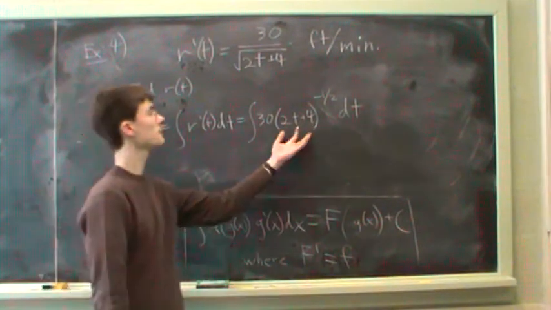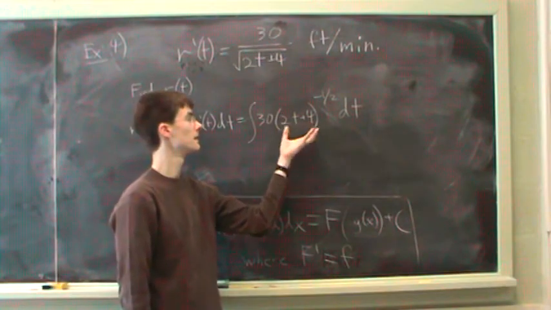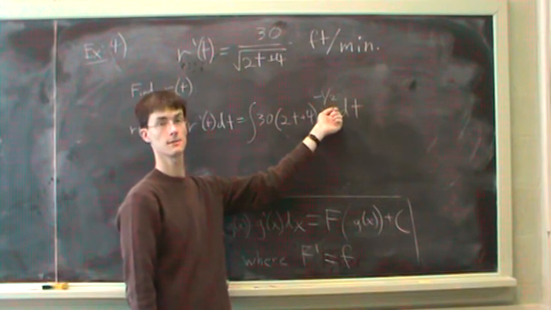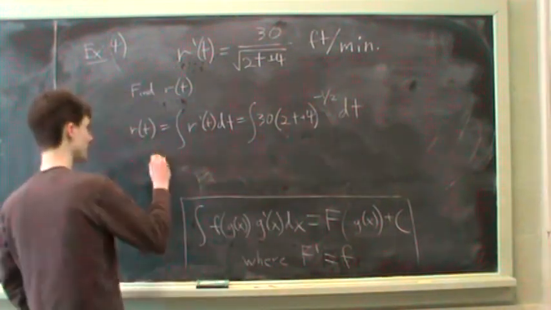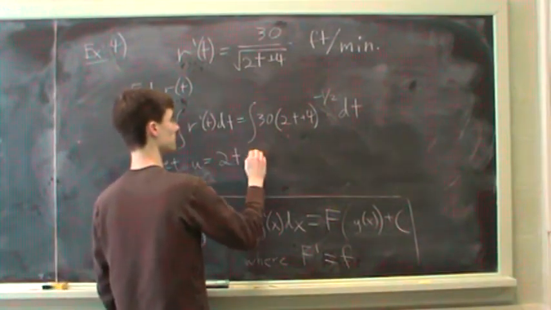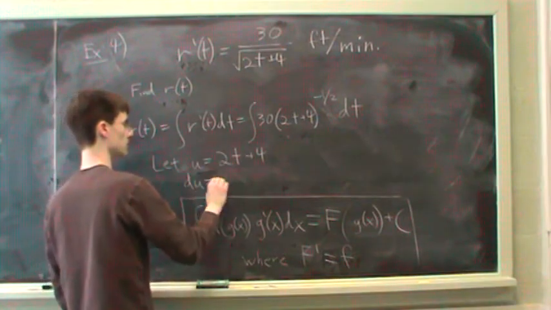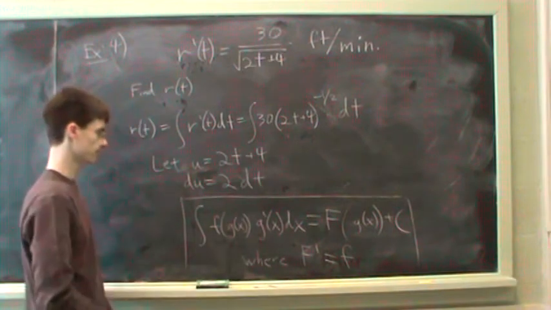And the only composition of functions that I see is the 2t plus 4 and the other function which raises that to the negative 1/2 power. So we're going to make a guess. We're going to let u be the inner function, 2t plus 4. And then du is going to be the derivative of that, which is 2 dt.